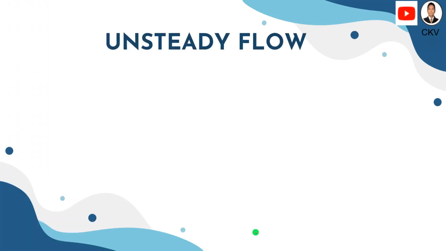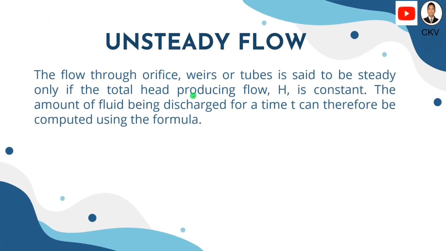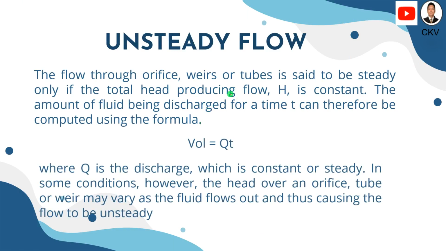Next, for unsteady flow: the flow through orifice, spheres, or tubes is said to be steady only if the total head producing flow H is constant. The amount of fluid being discharged for a time t can therefore be computed using the formula. So the volume is the product of discharge multiplied by the time. In some conditions, however, the head over an orifice, tube or weir may vary as the fluid flows out, thus causing the flow to be unsteady.